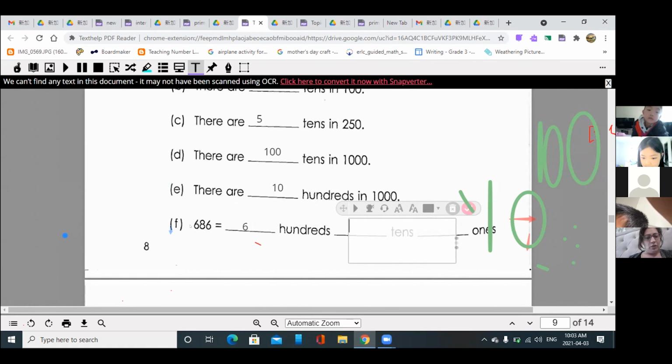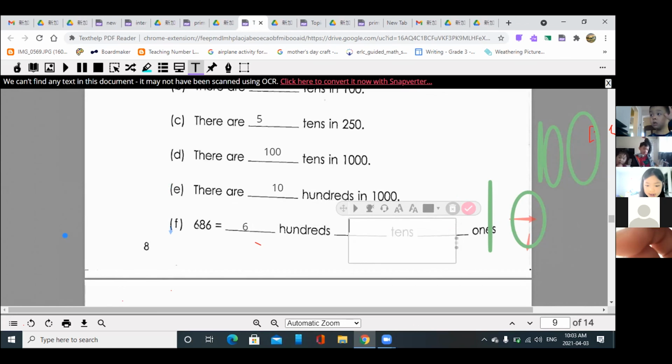So we know the hundreds place has 6. What does the tens place have? And I have my cursor on the tens place. 8, right? 86, that means there's 8 tens. Good. And finally, boys and girls, how many ones are in 686? Andrew, go ahead. How many ones, Andrew? 6.